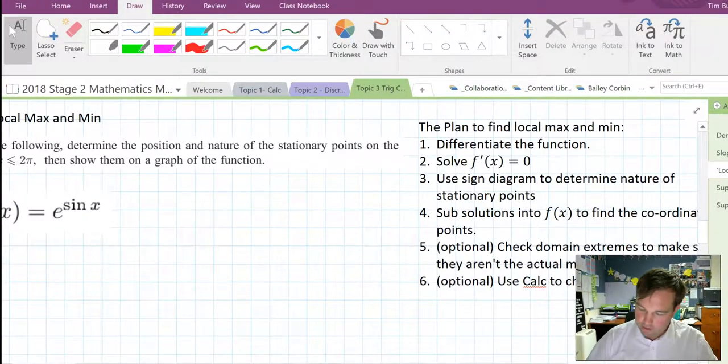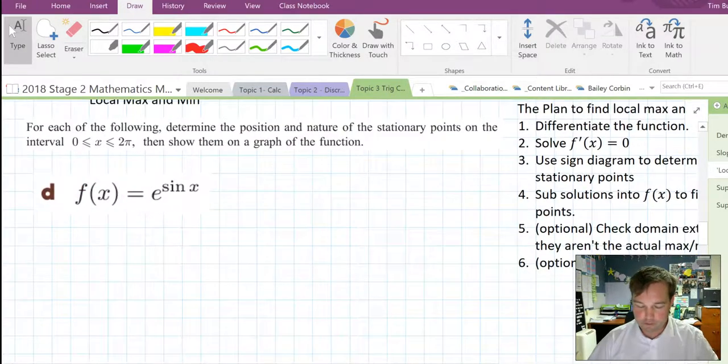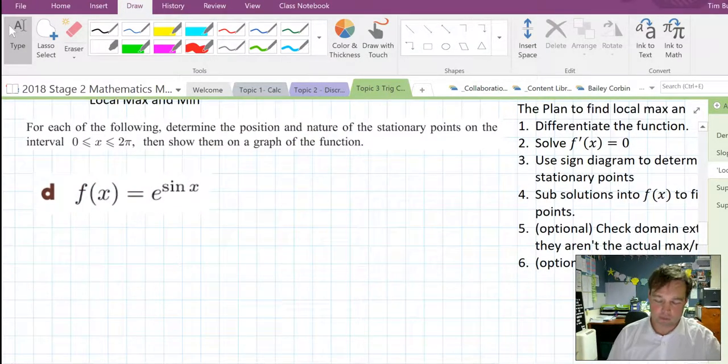So here, to find local max and min, we differentiate the function, solve for f dash x equals 0, use a sign diagram to determine the nature of the stationary points, whether they're maximums or minimums. We sub the solutions into f of x to find the coordinates, and then we can check. Note that one option here is for us to simply graph it on the calculator, and G-Solve max and min gives us the max and min points. However, often that won't give us the exact points.